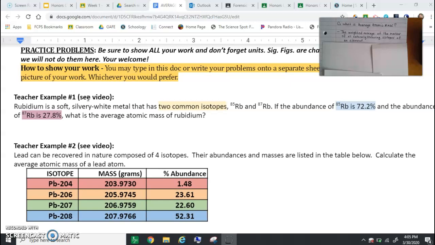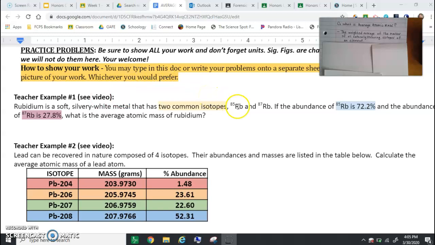So it says rubidium is a soft silvery white metal that has 2 common isotopes, 85 and 87 rubidium. If the abundance of rubidium 85 is 72.2% and the abundance of rubidium 87 is 27.8%, what is the average atomic mass of rubidium? Okay, so as always, word problems.